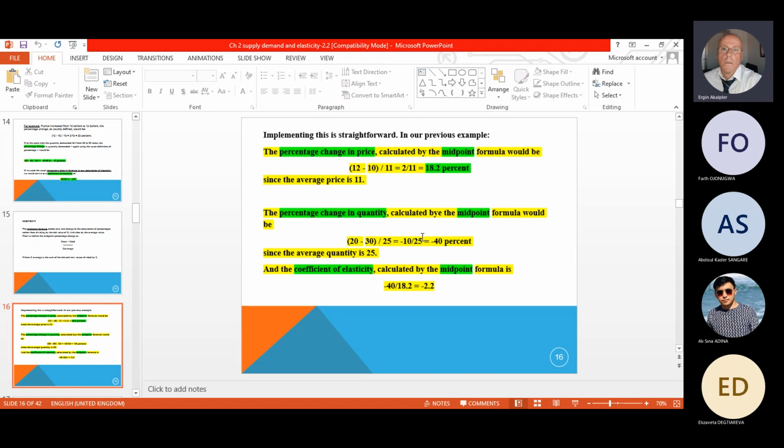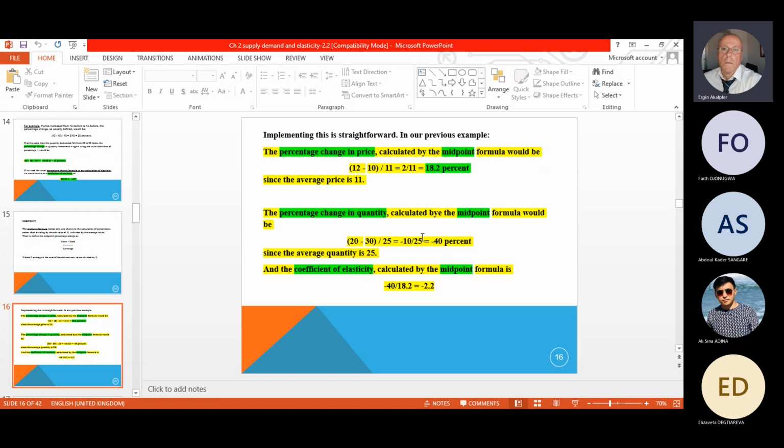Now we go to the percentage change in the quantity calculated by the midpoint formula. Again, 20 minus 30 divided by 20 plus 30 divided by 2, which is 25. Then 20 minus 30 is minus 10, and 20 plus 30 divided by 2 is 25. So minus 10 over 25 gives you minus 40 percent in quantity change.